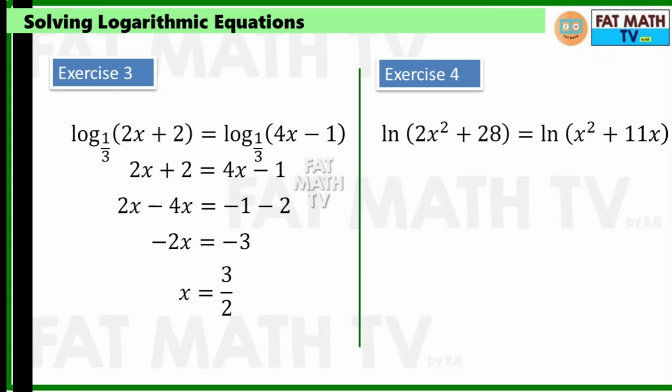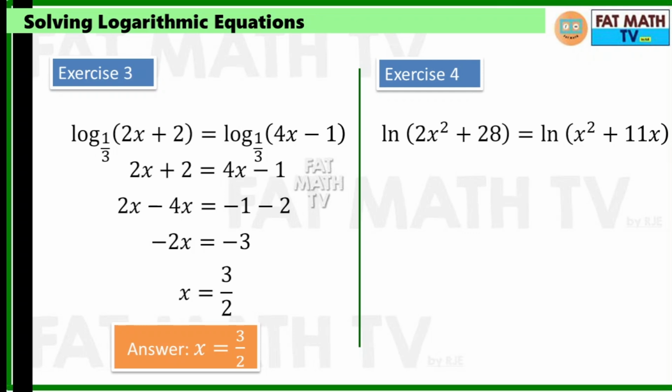That's negative 3 divided by negative 2, which is positive 3 halves. And then if you substitute that to the original equation, that will give you logarithm of 5 to the base 1/3 on both sides of the equation. So correct. So our answer here is x equals 3 halves.